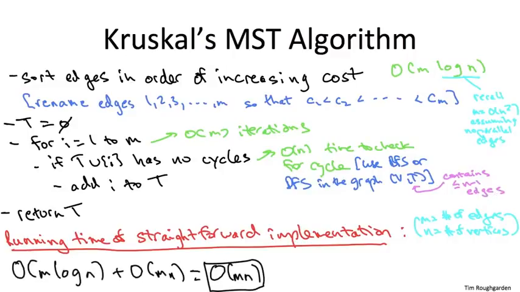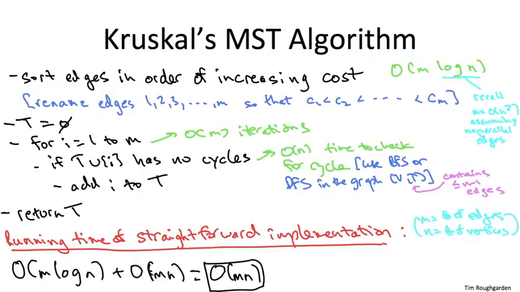So adding up all of this work, what do we have? We have the sorting pre-processing step. That takes time big O of m log n. Then we have these m iterations of the for loop, each of which takes O of n time. So that gives us an m times n factor. The latter term dominates, so the overall running time is big O of m times n.